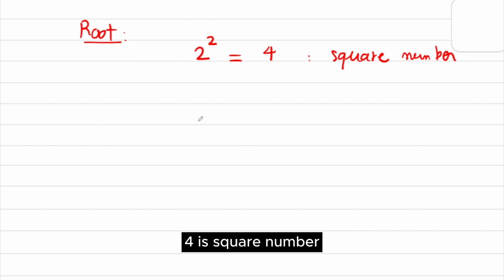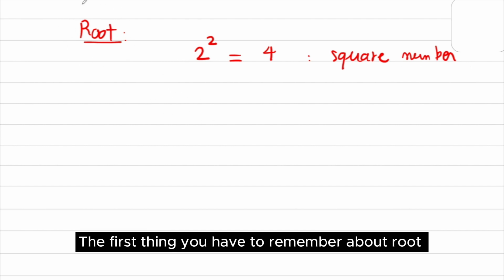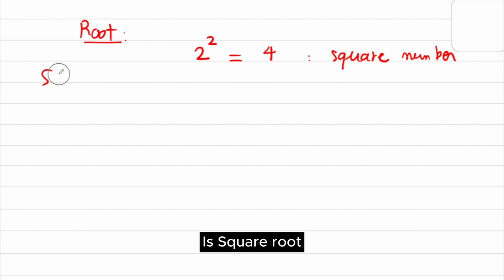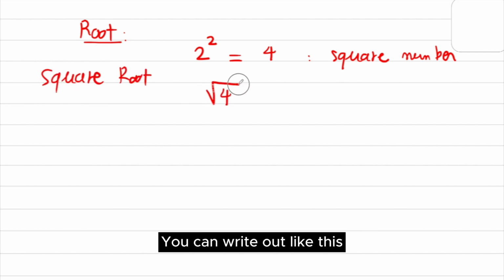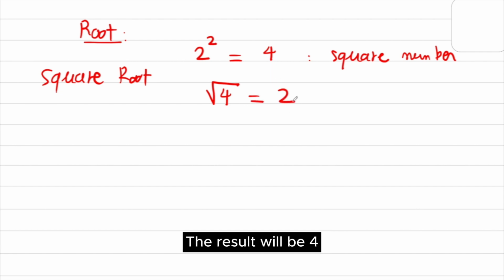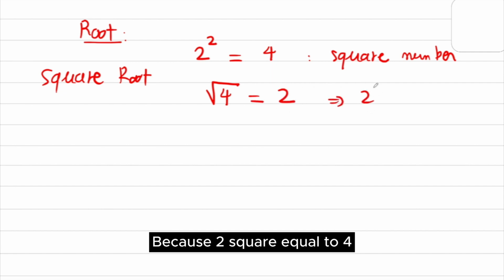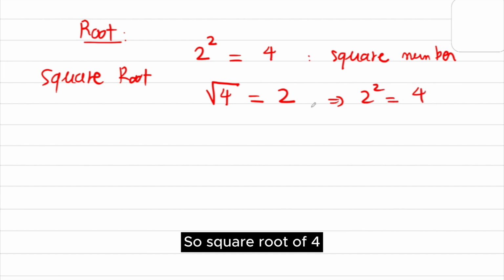4 is a square number. So when you take a root, the first thing you have to remember is the square root. When you take the square root of 4, the result will be 2. Why? Because 2 squared equals 4. So the square root of 4 is the inverted operation, and the result is 2.